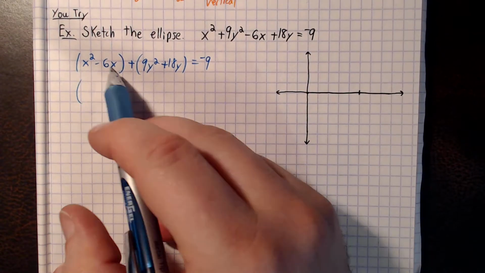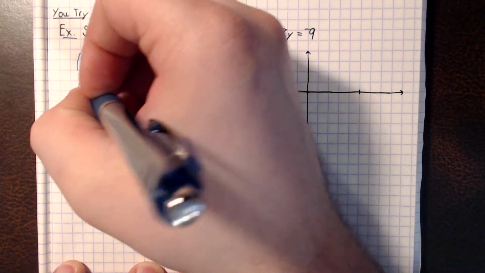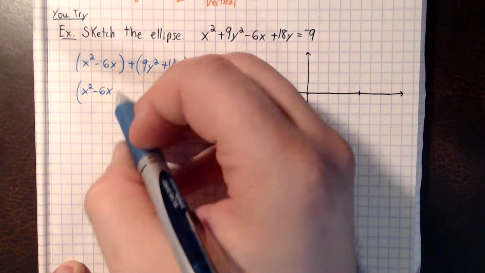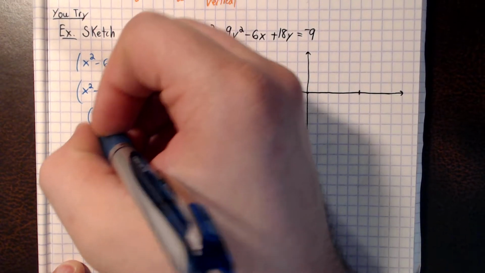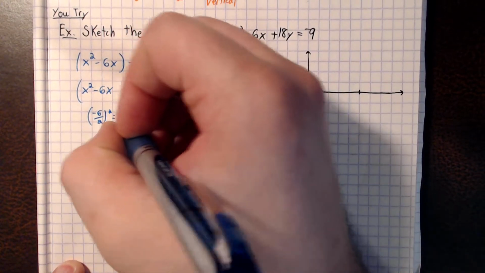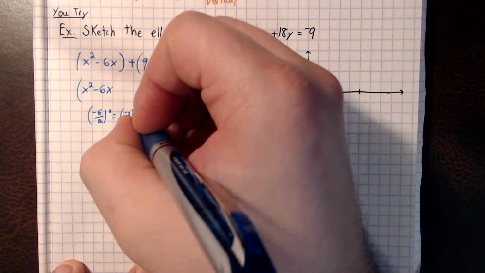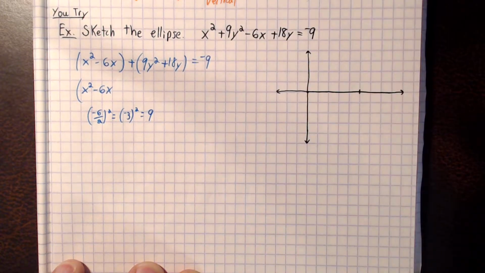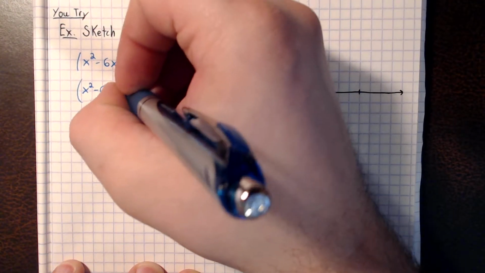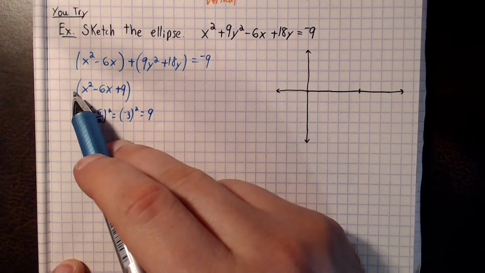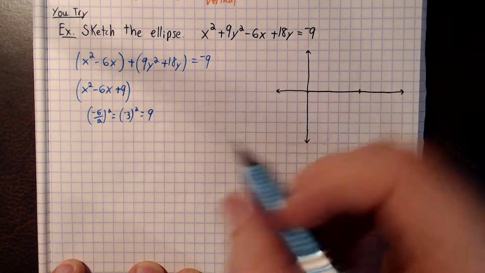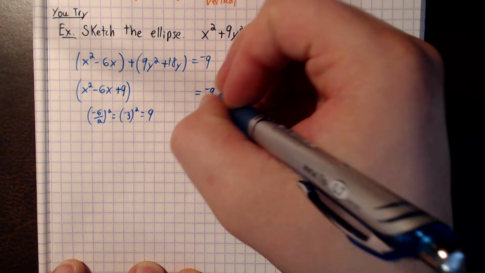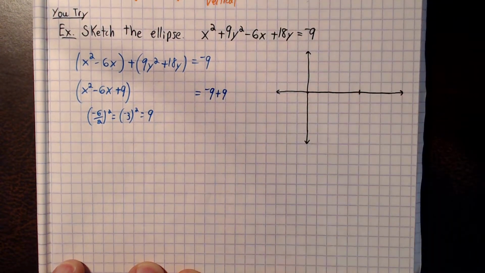I don't have to worry about factoring here, but I'm going to do the completing the square on that negative 6. So negative 6 divided by 2 squared, that would be negative 3 squared, which is 9. So I'm adding 9 here. I didn't have to factor anything out. I'm just adding plain old 9. So I'm going to add 9 to this side as well.